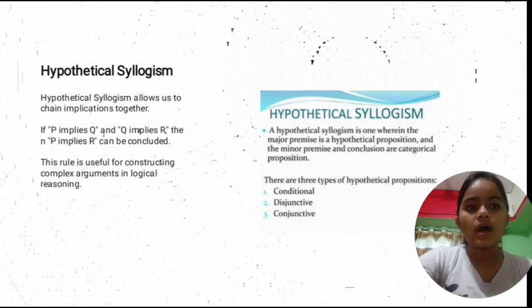Hypothetical syllogism. Hypothetical syllogism allows us to chain implications together. Here, if P implies Q and Q implies R, then P implies R can be concluded. This rule is useful for constructing complex arguments in logical reasoning. A hypothetical syllogism is one wherein the major premise is a hypothetical proposition and the minor premise and conclusion are categorical propositions. There are three types of hypothetical propositions: conditional, disjunctive, and conjunctive.